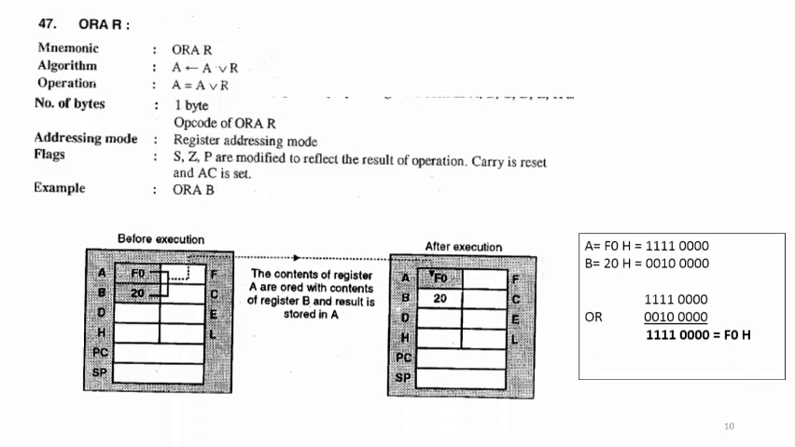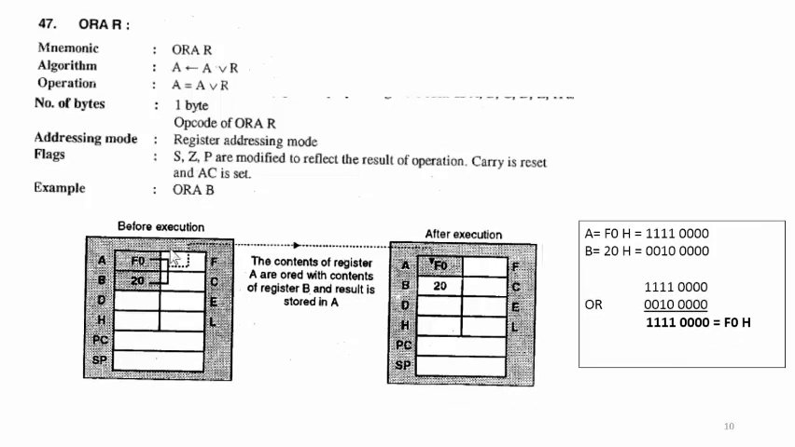For example, ORA B, accumulator content ORed with B register and result in accumulator. So before the execution of this instruction in accumulator, suppose F0 is available, in B register 20 hex is available, and suppose this instruction gets executed. So after the execution we are getting the result F0. So how we are getting F0 is given here.